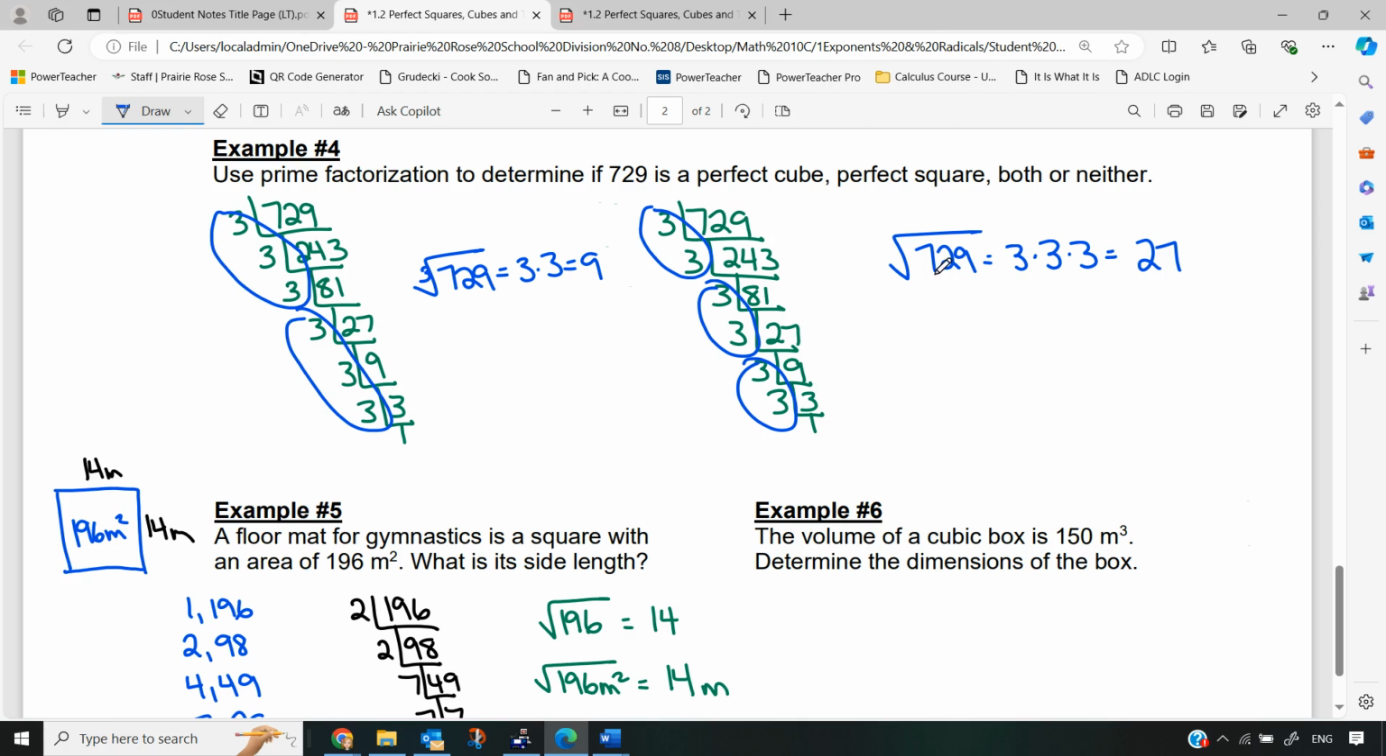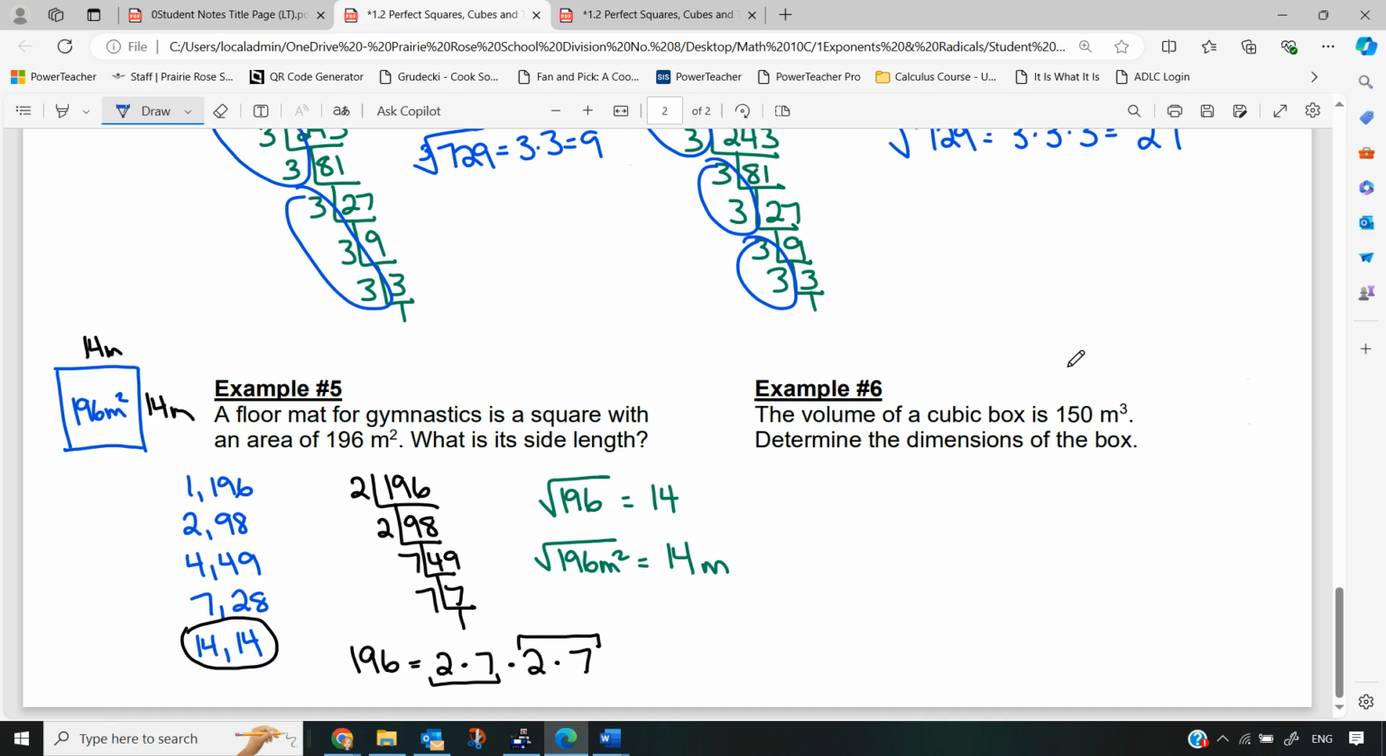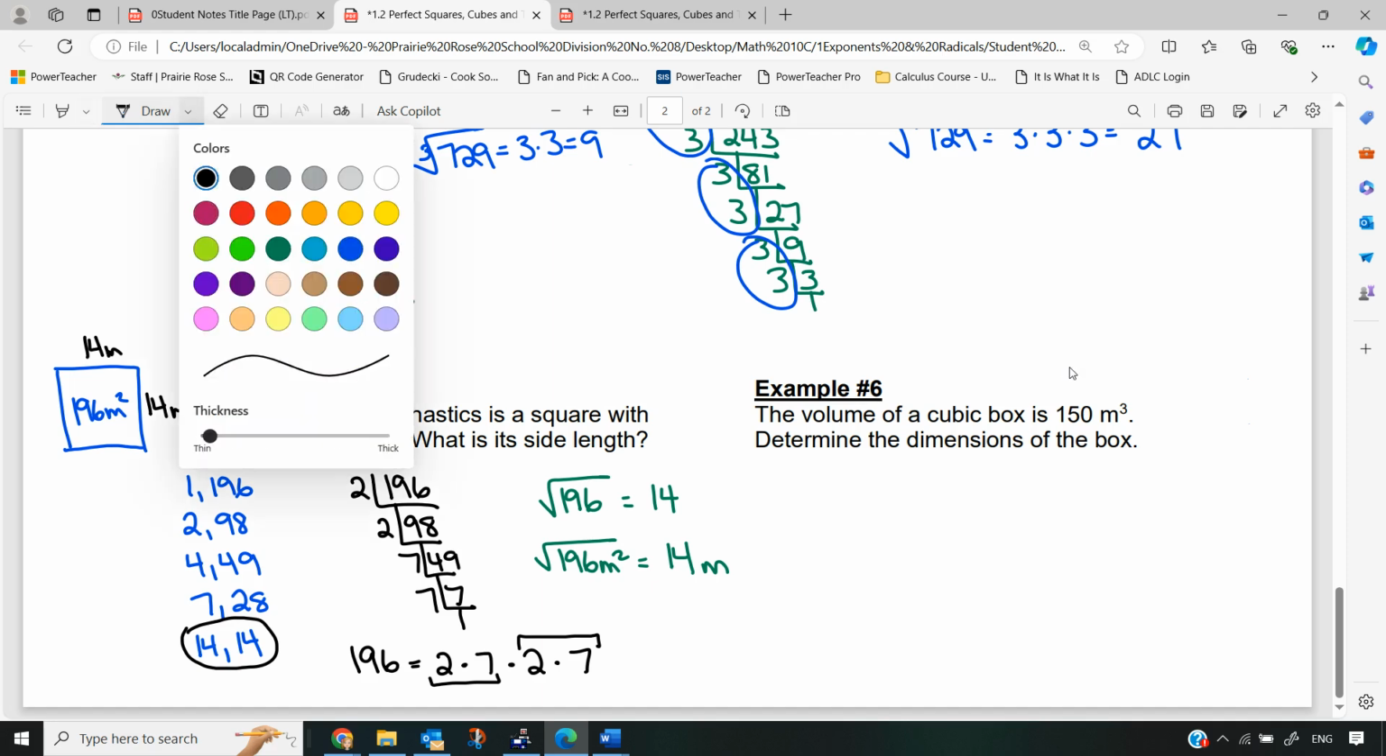Let's take a look at our final example. It says that the volume of a cubic box is 150 meters cubed. Determine the dimensions of the box. Now this is one example where there isn't a whole number that's going to multiply to be 150 meters cubed. This is one that I would have to do with my calculator.